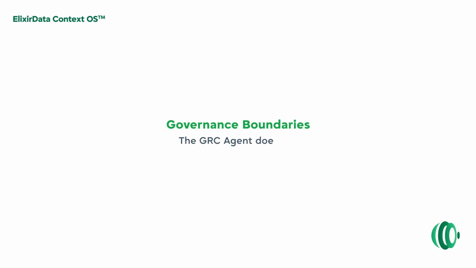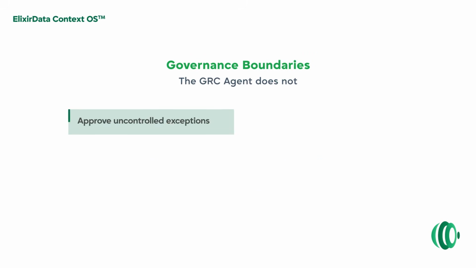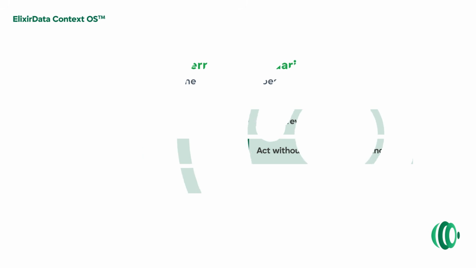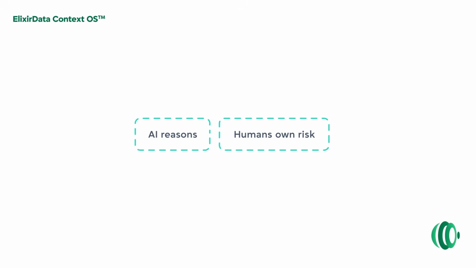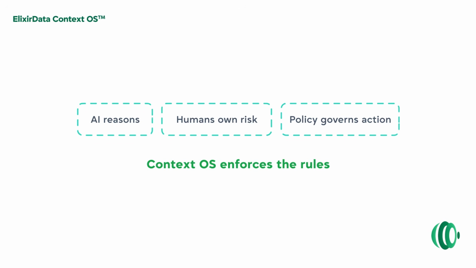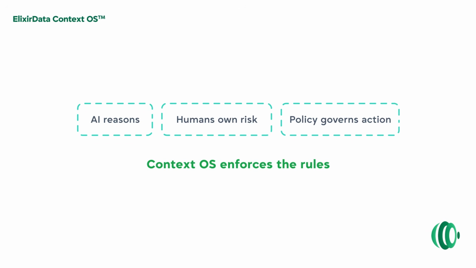Clear boundaries are set. The GRC agent does not approve uncontrolled exceptions, override risk ownership, fabricate evidence, bypass review, or act without traceable reasoning. AI reasons, humans own risk, policy governs action. ContextOS keeps agents within these boundaries.